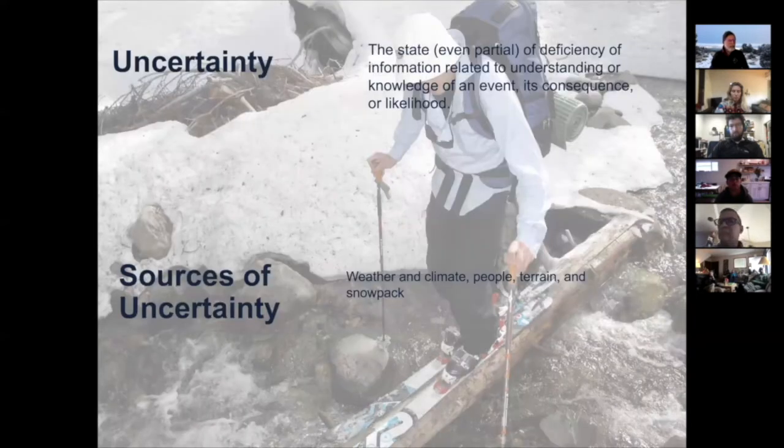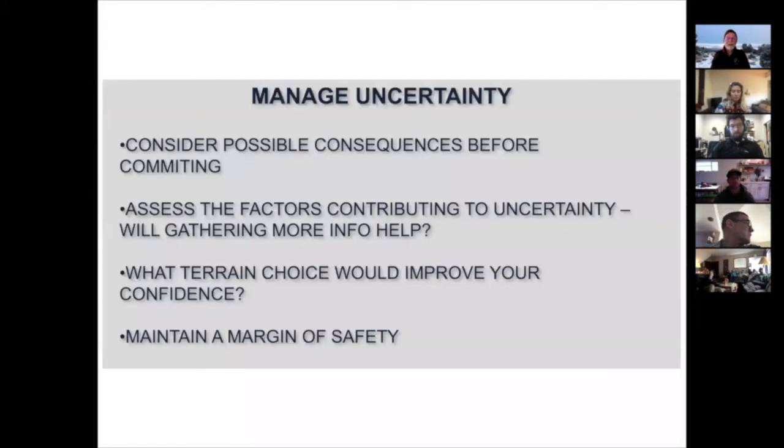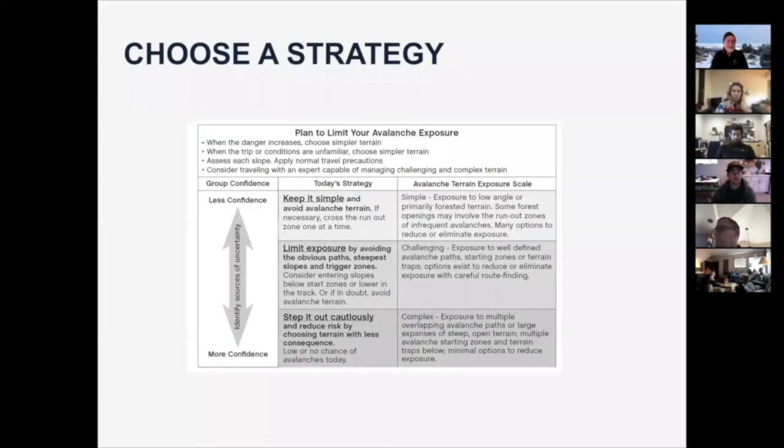One thing we're always dealing with out there is uncertainty. We cannot know everything about the snow, the terrain, the people we're with, everything. There's going to be stuff we don't know. So we have to constantly manage our uncertainty. If we're uncertain about things, what's the consequence going to be if we commit? Can we get more information? Can we maybe dig a snow pit? Can we go onto different terrain? Can we increase or maintain our margins of safety?